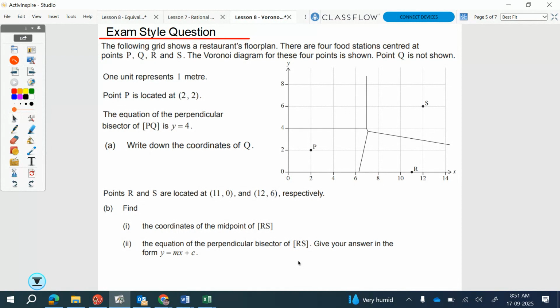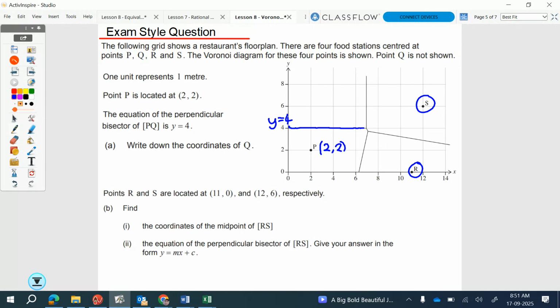So let's write up the information that we have. We are told that this point here is at (2, 2). You can read it from the grid just in case you couldn't. And it tells you that this perpendicular bisector here is y equals 4. We can see point R, we can see point S, but point Q is not given. Which cell is point Q going to be in? This one.